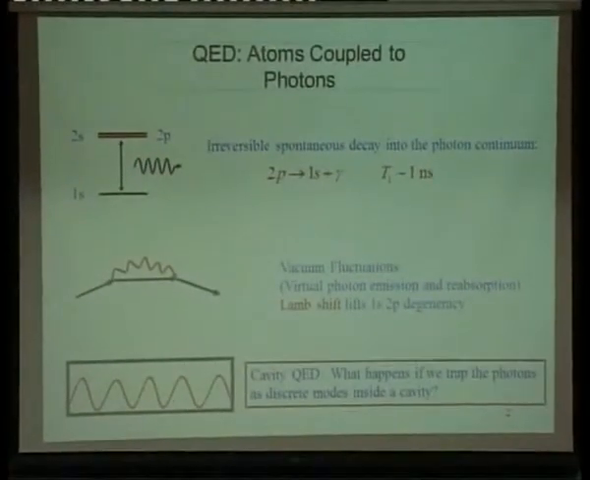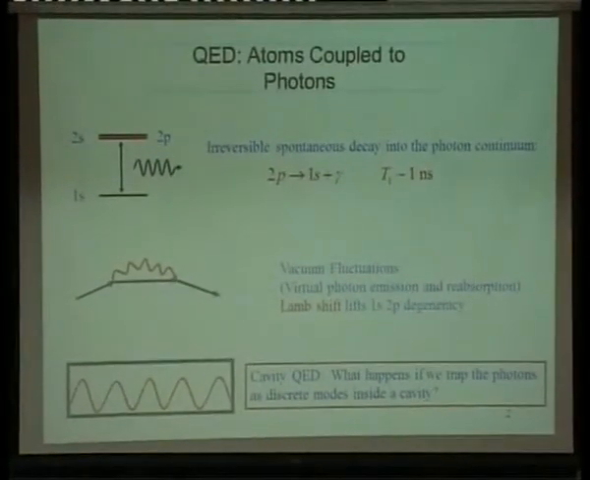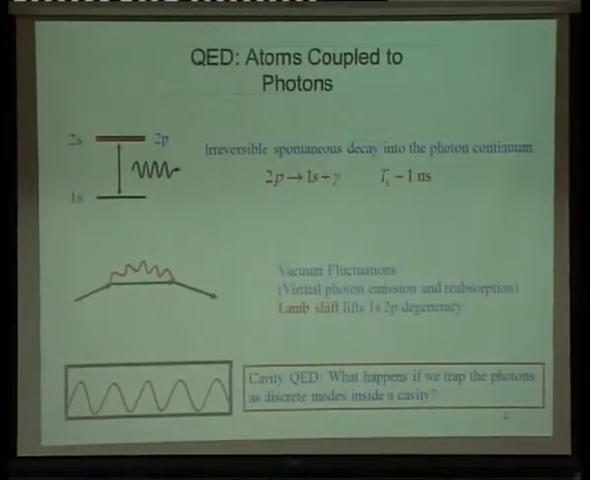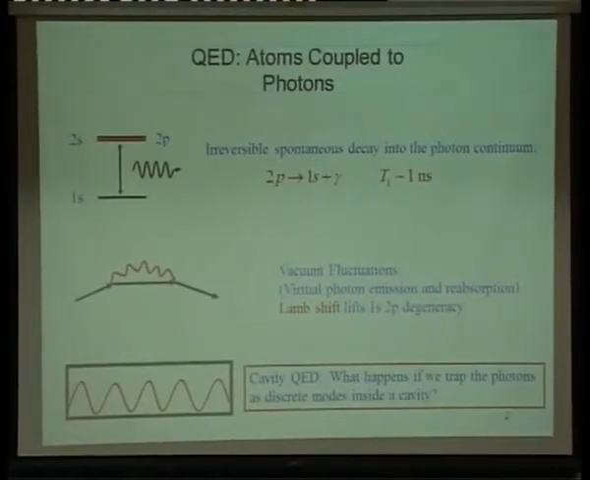So quantum electrodynamics, as everybody knows, is a study of the effect of quantum fluctuations of the electromagnetic field on the properties of electrons and atoms. It leads to things like spontaneous emission, mass and charge renormalization, Lamb shifts.